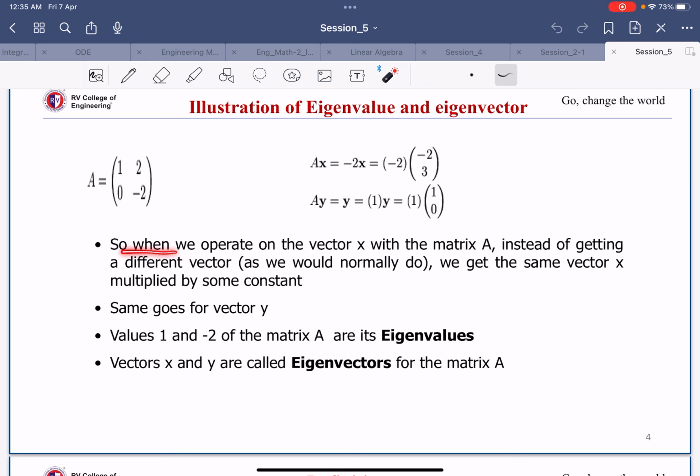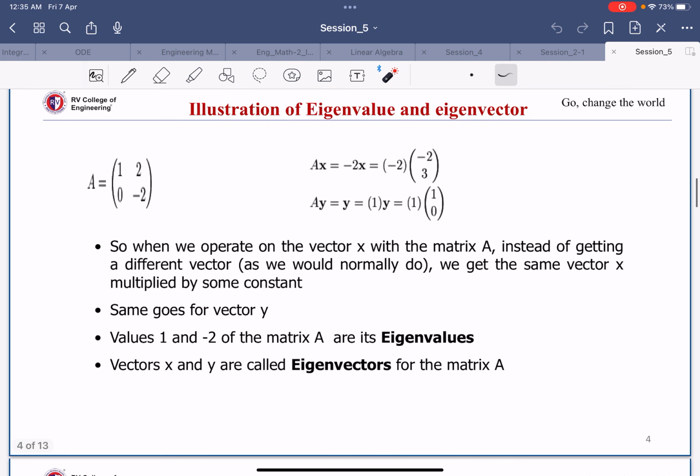So when we operate on the vector x with the matrix A, instead of getting a different vector, as we would normally do, we get the same vector x multiplied by some constant, as discussed earlier. We have got a constant multiplied to the same vector x. Same in the case of Ay as well. We have got some constant multiplied with the vector y.